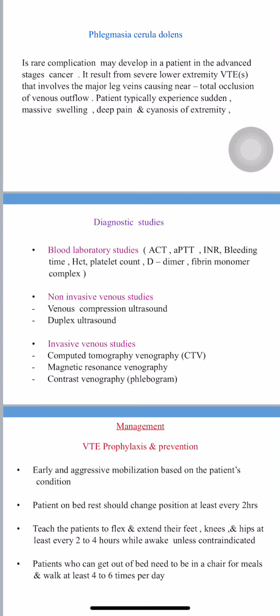So MR venography helps to distinguish between acute and chronic thrombus. The last one is contrast venography, or phlebogram. The phlebogram uses X-ray to determine the location and extent of the clot, using contrast media to outline the filling defects, and it also identifies the presence of collateral circulation. It is one of the gold standard tests for the diagnosis of venous thromboembolism, but currently it is rarely performed.